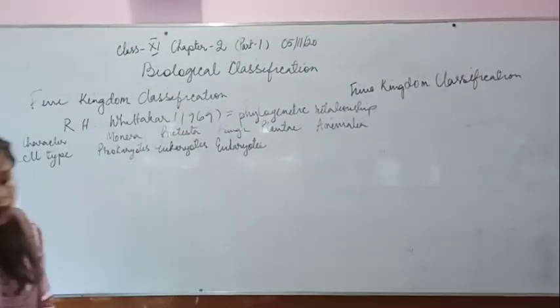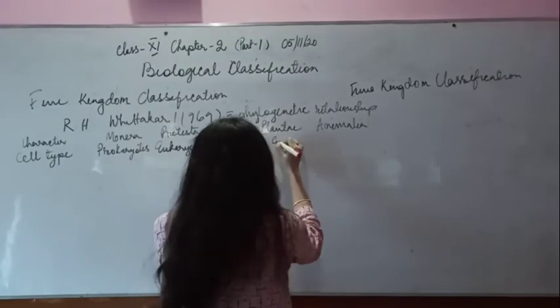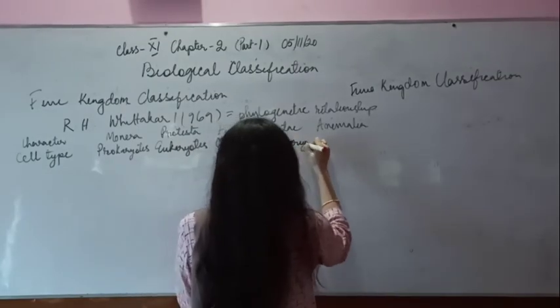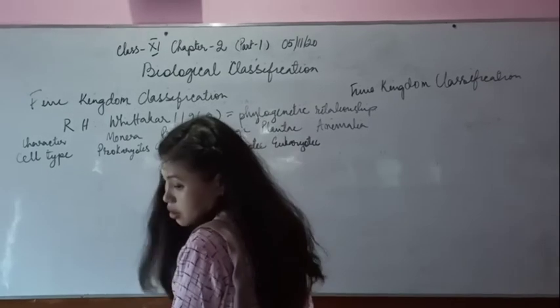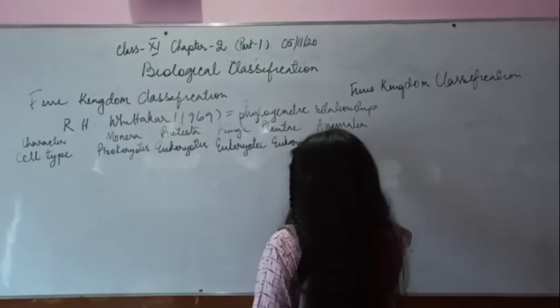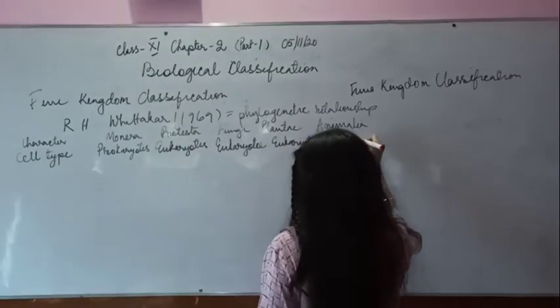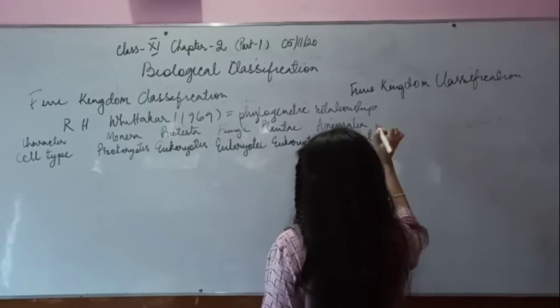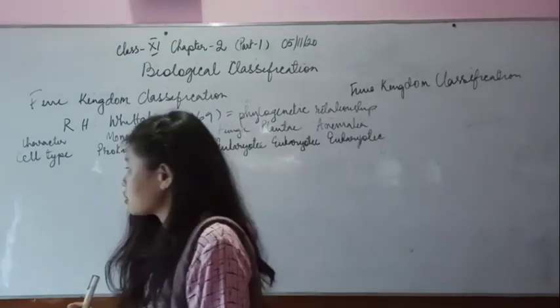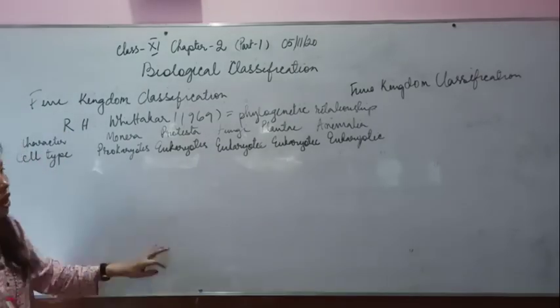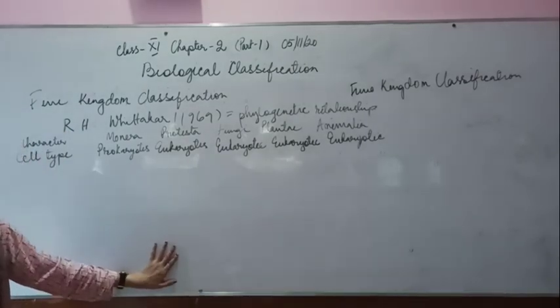Under Kingdom Plantae, the cell type is also eukaryotic. They are all multicellular eukaryotes. And in Kingdom Animalia also, eukaryotic cells are put together. So all the animals are multicellular, and they have what type of cells? Eukaryotic cells.